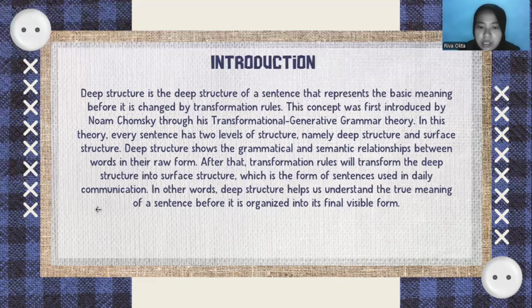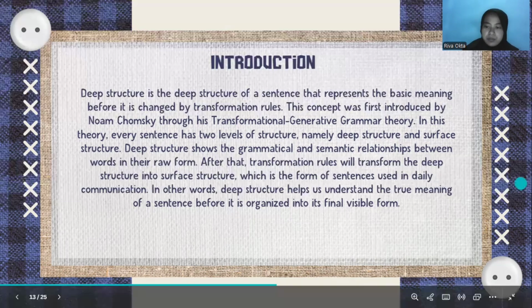After that, transformation rules will transform the deep structure into surface structure, which is the form of the sentence used in daily communication. In other words, deep structure helps us understand the true meaning of a sentence before it is organized into its final visible form.